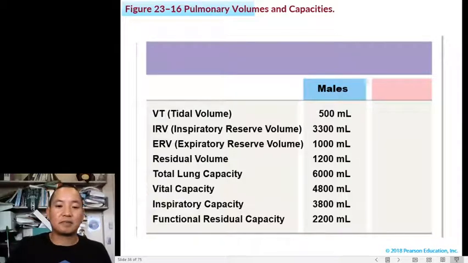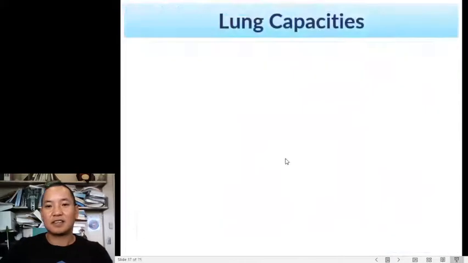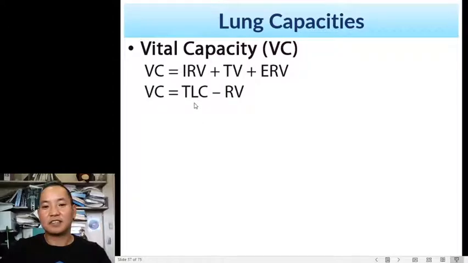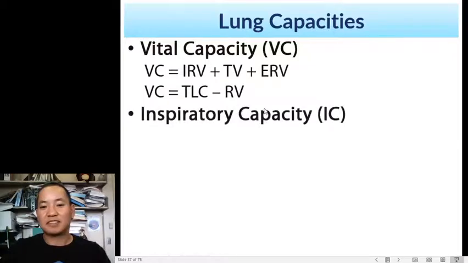Now, remember volumes don't overlap, but what do you notice about the capacities? Well, one, they're all generally bigger. And why are they bigger? Well, they all involve the addition of these volumes. So lung capacities: you have vital capacity, which is the sum of the inspiratory reserve volume, your tidal volume, and expiratory reserve volume. Or there's another way, and I like using it this way. You take your total lung capacity, your total volume, minus your residual volume. Your inspiratory capacity, how do you measure that? It's just your tidal volume plus your inspiratory reserve volume. So don't get those two confused.